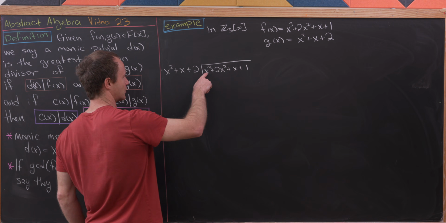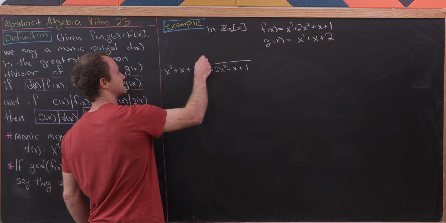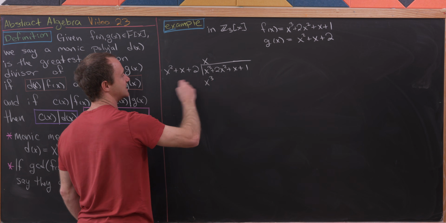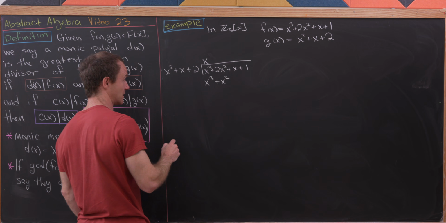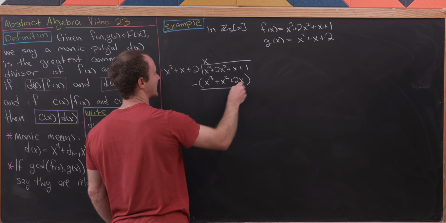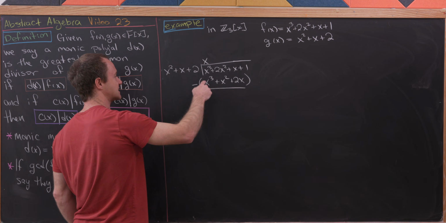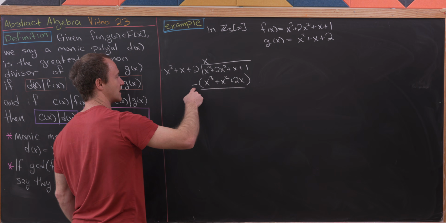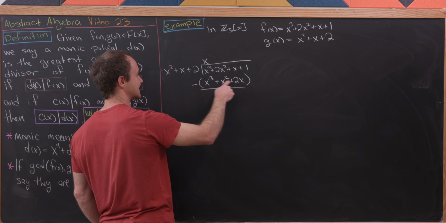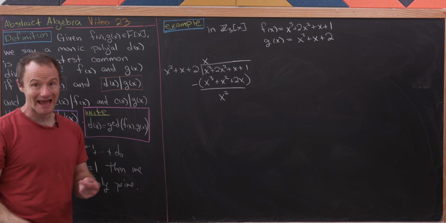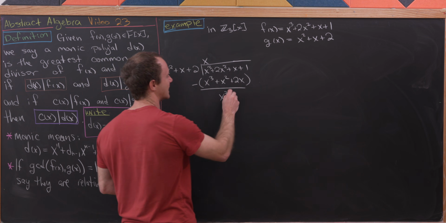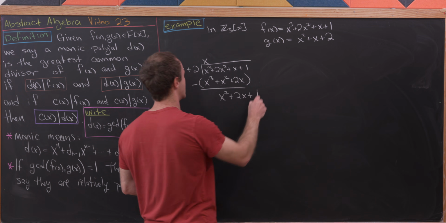Okay, so in order to achieve this x cubed, we need to multiply by x to the first power, I guess. That gives us x cubed here plus x squared here, and then plus 2x. Great. Now we group and subtract. So let's see, x cubed minus x cubed is 0. 2x squared minus x squared is x squared. x minus 2x is negative x. But negative x inside of Z3 adjoin x is 2x. So that's plus 2x plus 1.